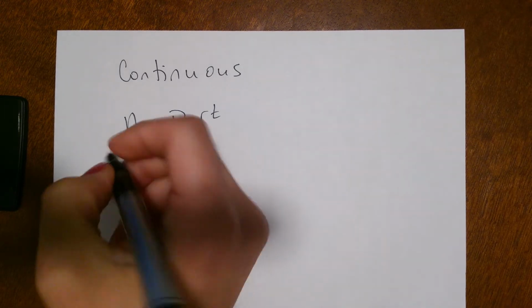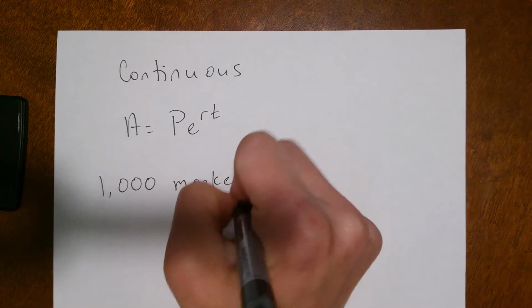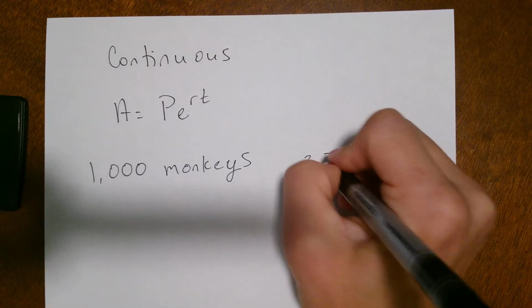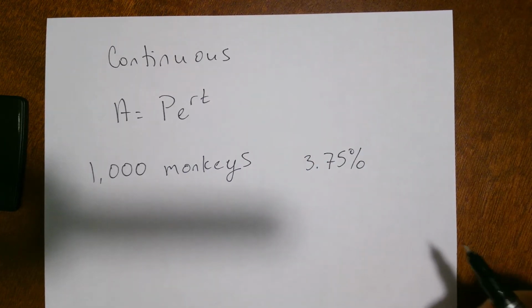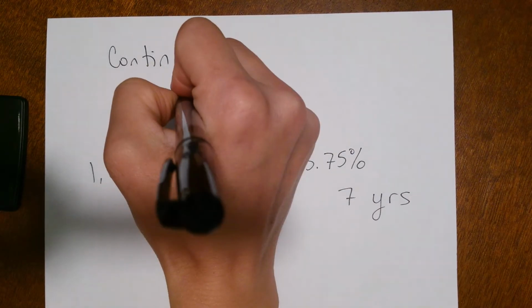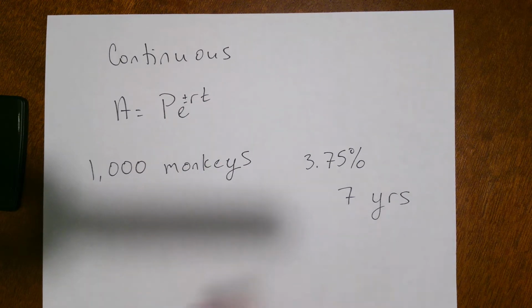So let's say that I have some population of 1,000, I don't know, monkeys. And due to deforestation, this population is decreasing following a continuous exponential model at a rate of 3.75% per year. And I want to know how many will be left at the end of 7 years. So let me come back up here real quick, the plus or minus. So positive again is for growth, the minus is for decay. So this population is following a continuous exponential decay model. So they're decaying at a rate of negative 3.75% because it's decaying.